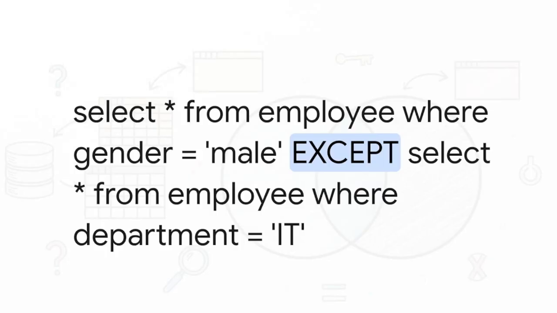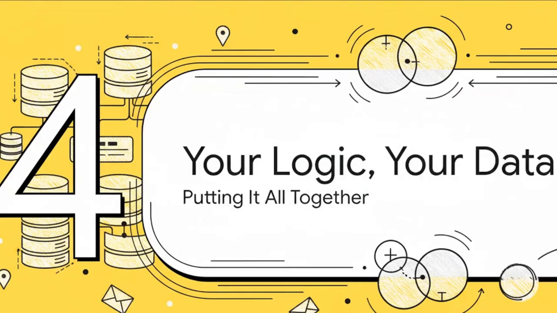This example makes it super clear, right? First, we get our list of all males. Then, we get our list of everyone in IT. EXCEPT takes that first list of males and just subtracts anyone who is also on the IT list. And what are you left with? All the male employees who do not work in IT. Simple as that.